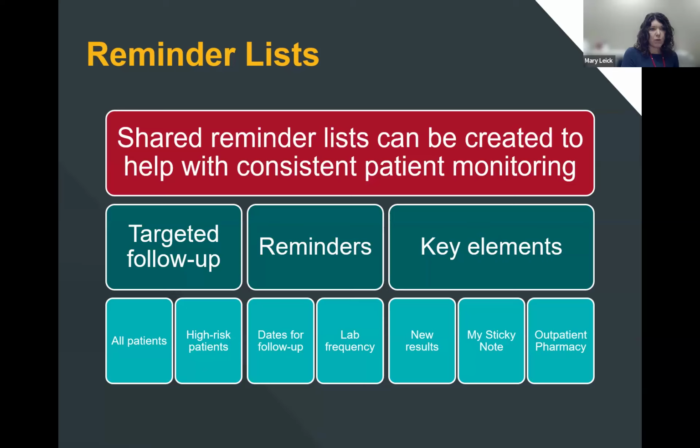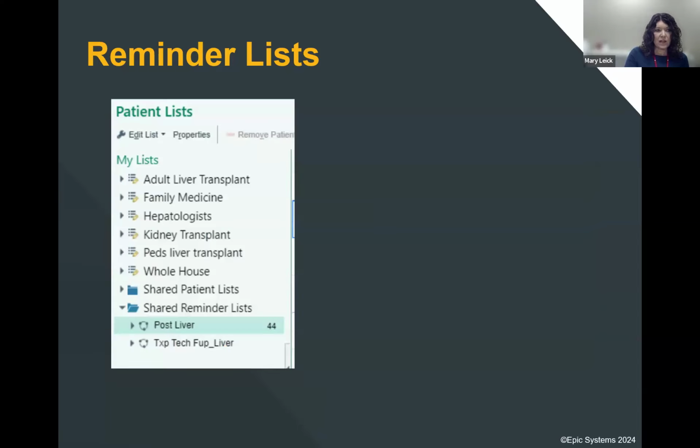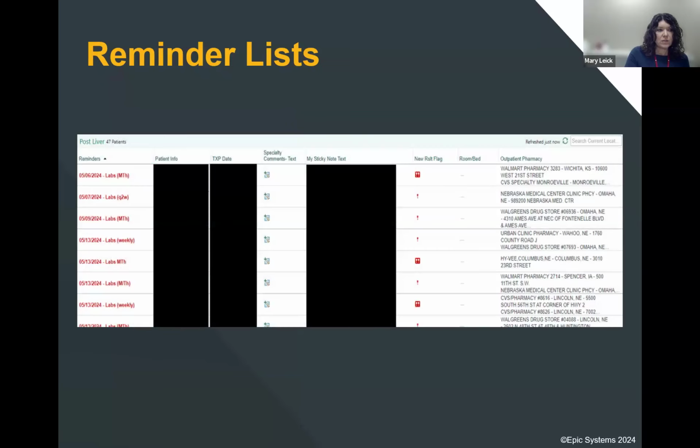And lastly, we do a lot of prospective monitoring for our patients, and this is monitoring things like renal functions, changes in lab values, follow-up on vitamin studies that we're doing. This reminder list can allow for more targeted follow-up for whether it's all patients or just high-risk identified patients, and give some specificity to the dates and lab frequency, as well as new results that may need to be addressed, giving some insights and some clicking into the sticky notes, and then potentially where that patient may need their medication sent to. So a reminder list is just going to come from a shared list on your My List part of Epic. And then ultimately can be set up with reminders for when those patients need to be seen.